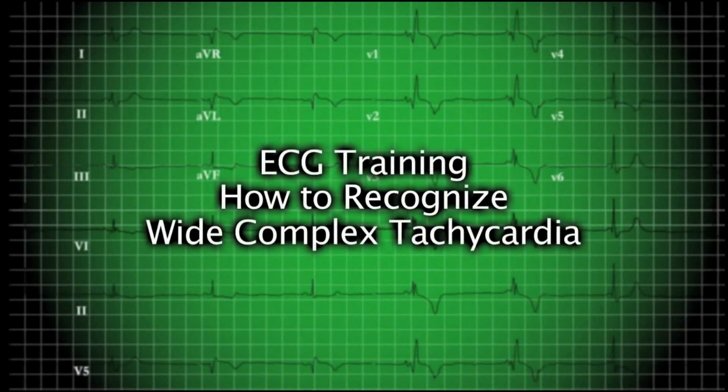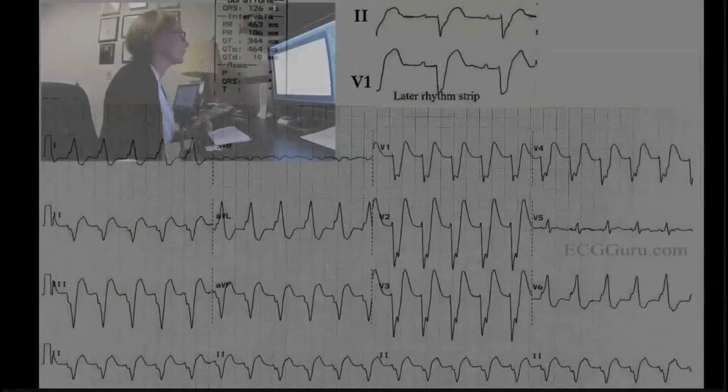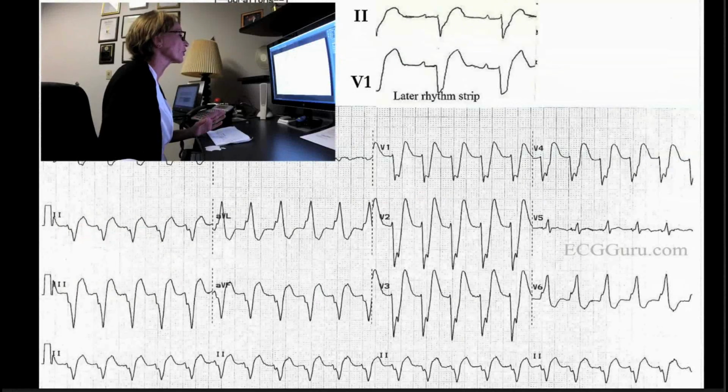In today's ECG training, we're going to discuss wide complex tachycardia and how to tell the difference between a supraventricular tachycardia with a wide complex, like left bundle branch block, and VTach. The most important rule to follow, in the field especially, is that all wide complex tachycardias are VTach until proven otherwise.